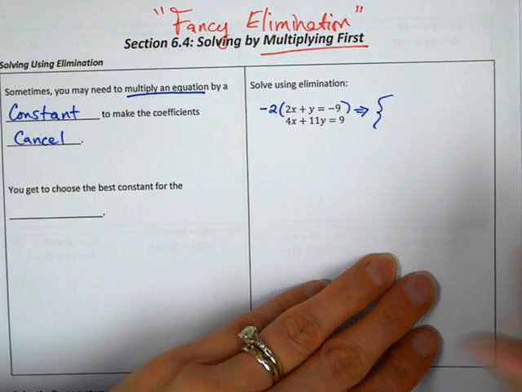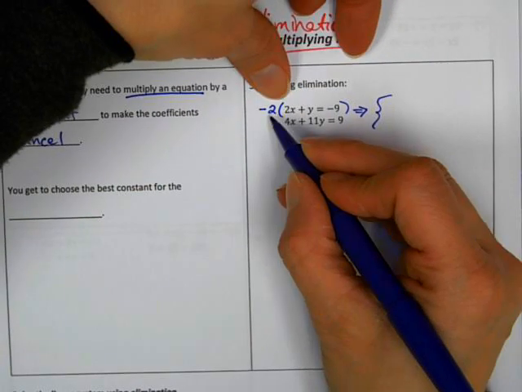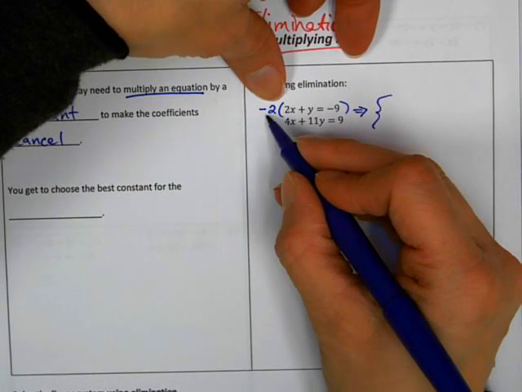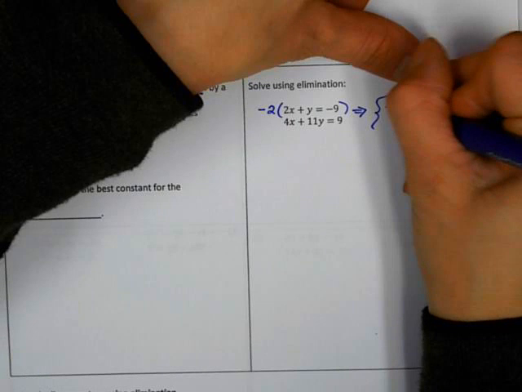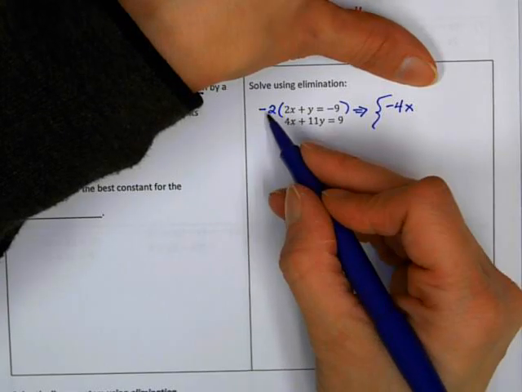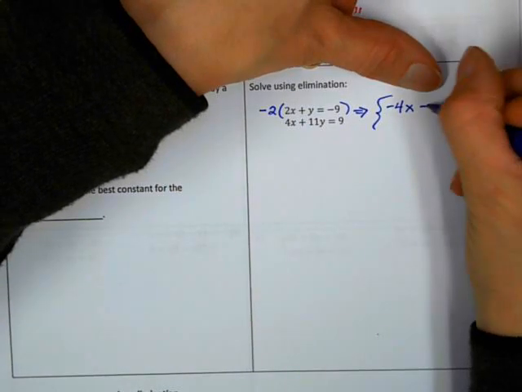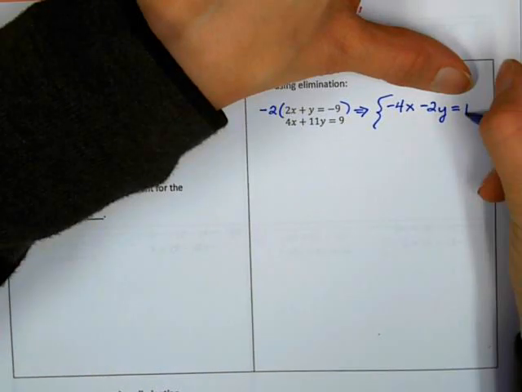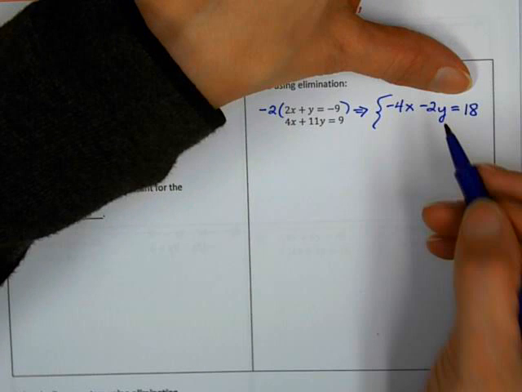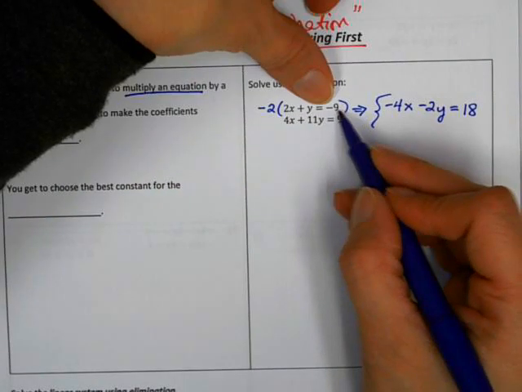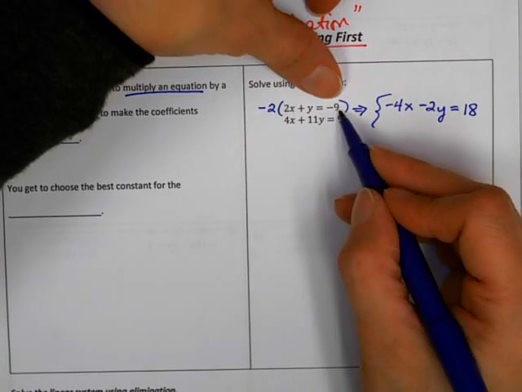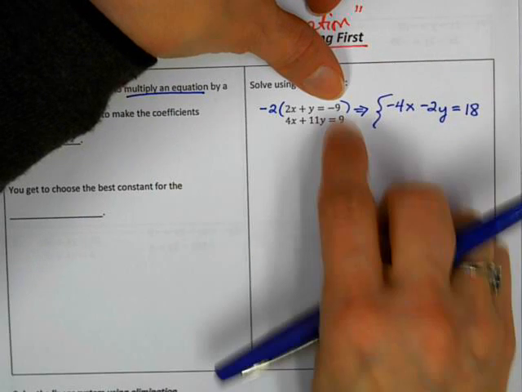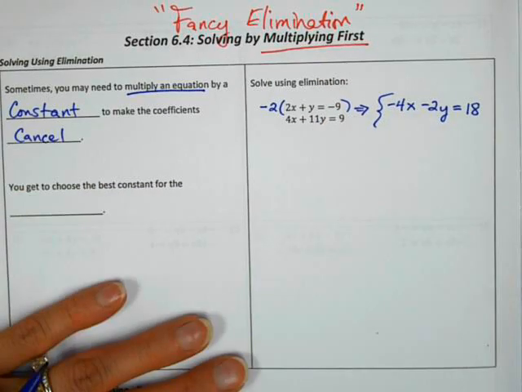The top equation, every term is going to be multiplied by negative 2. Negative 2 times positive 2 is negative 4x. Negative times positive is negative 2y. And a negative times a negative is a positive. Okay, don't forget, especially this is the place where sometimes people don't give the negative 2, and that's where it all goes wrong. Don't forget about that third little thing.